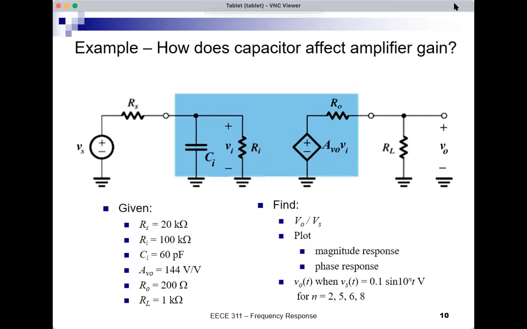When the input, or the source, excuse me, is 0.1 sine 10 to the power n t, with n equal to 2, 5, 6, and 8. So if the source is 0.1 sine 100 t, what is the output? If the source is 0.1 sine 100,000 t, what is the output? And if the source is 0.1 sine 1 million t, and if the source is 0.1 sine 100 million t, what will be the output?